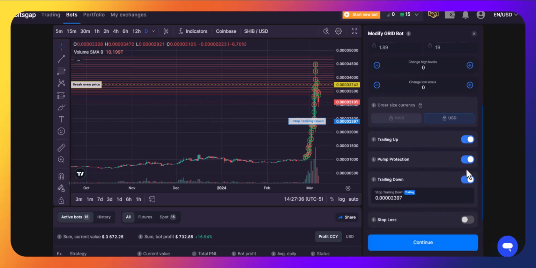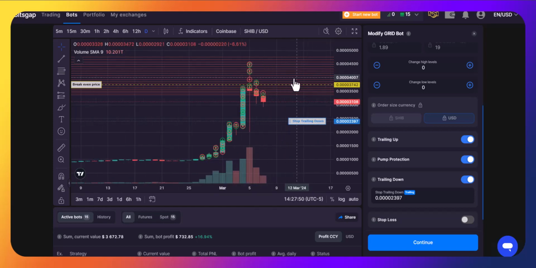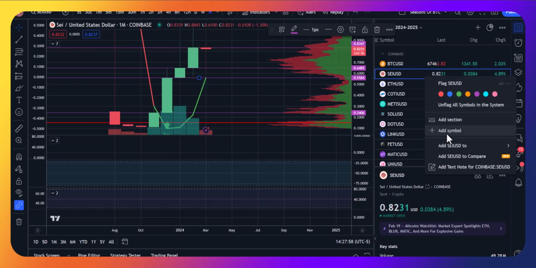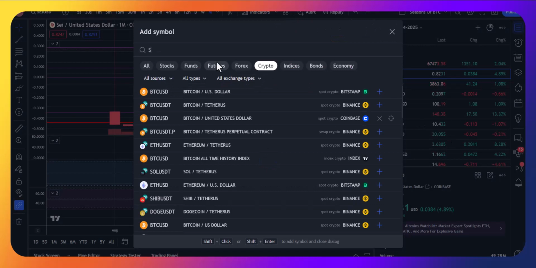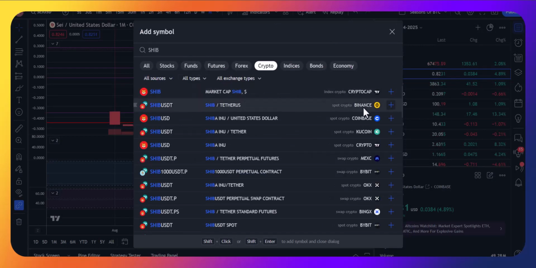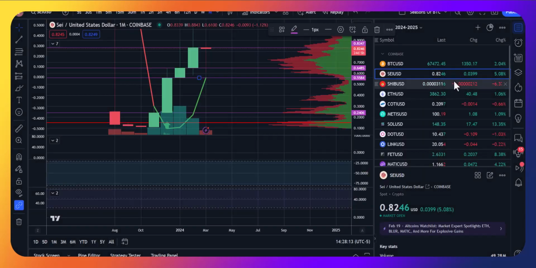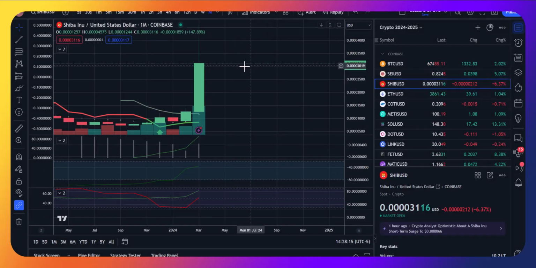So this will allow the bot to trail down and will stop at a particular point. It will move this bot back down. So where do we want to move this bot? Let's again do the same thing we did with SEI. We're going to add a symbol in my TradingView, and then we're going to put in SHIB. Then we're looking for Coinbase, and we hit a plus. Okay, now we have Shiba Inu sitting right there.